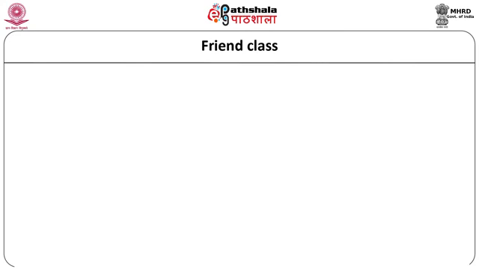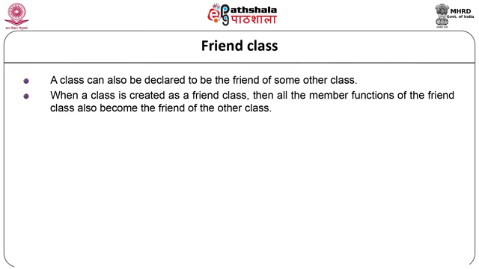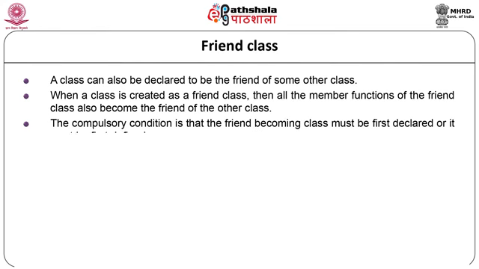On the same line, the way we have a friend function, we have the concept of a friend class. A class can also be declared to be the friend of some other class. When a class is created as a friend class, then all the member functions of the friend class also become friends of the other class. The compulsory condition is that the class becoming a friend must be first declared or first defined.